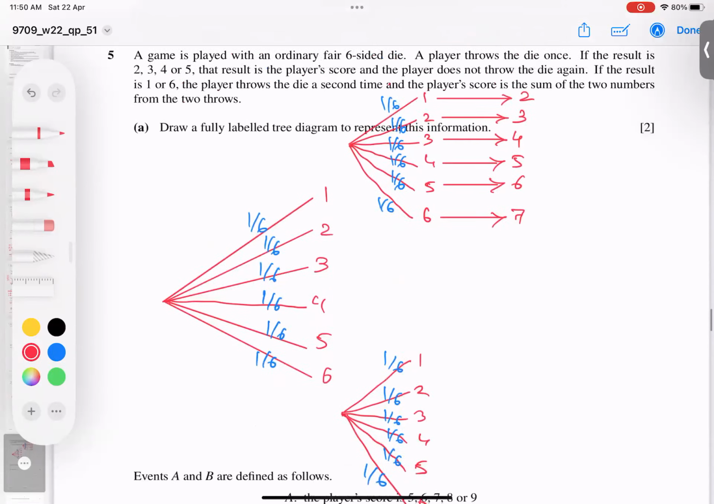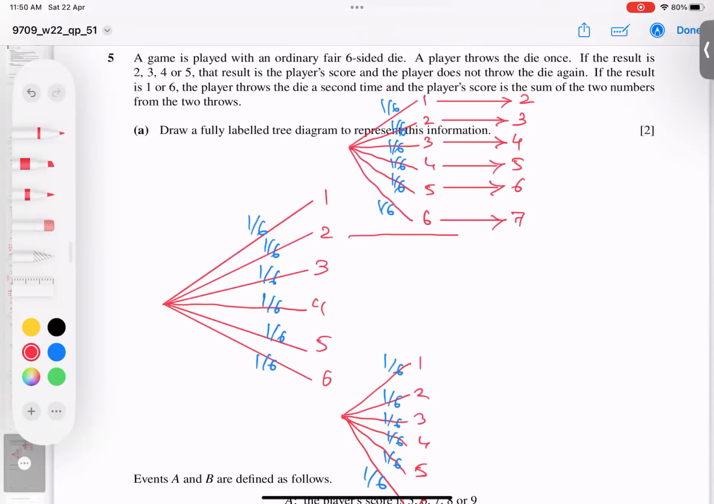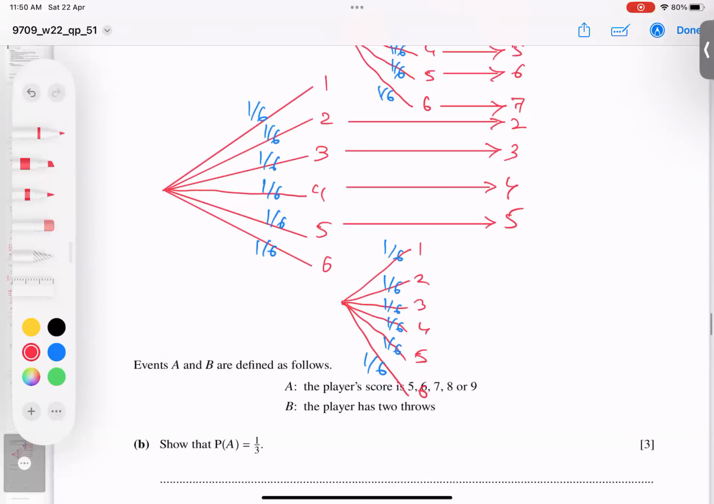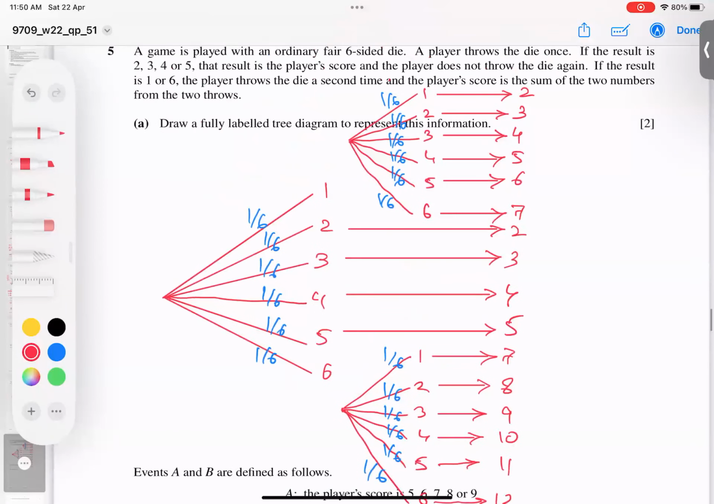Okay, and what about this? Directly score of 2, score of 3, because in this option he will not throw again. Score of 4, score of 5, and now 6 plus 1. Because if he got a 6, he will roll again. He got a 1, so 6 plus 1 gives you 7. 6 plus 2, 8. Then 9. 6 plus 4, 10. 6 plus 5, 11. And 6 plus 6, I got 12. So I think the scores are very clear.